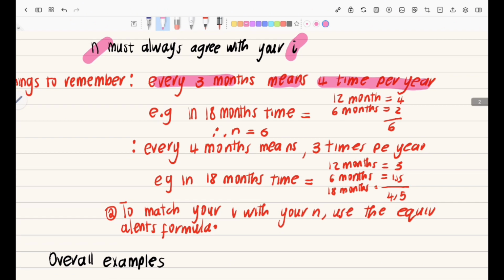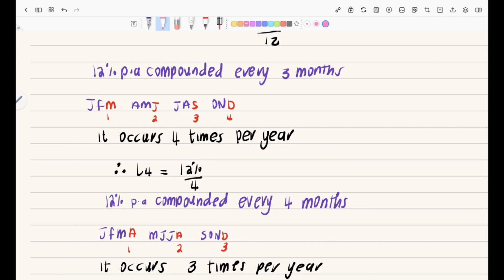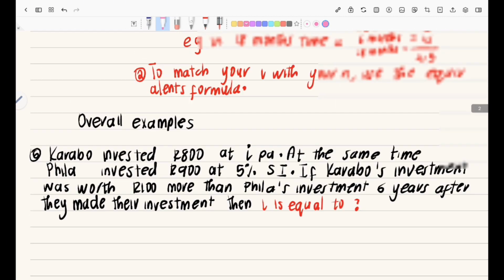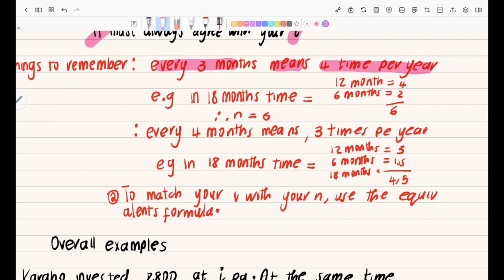If you think about it, every 3 months means it's occurring in March, it's occurring in June, in August, and in December. So how many times is it occurring? 1, 2, 3, 4. So it's occurring 4 times, right? If it is occurring 4 times in 1 year, meaning in 12 months, how many times is it now occurring in 6 months, right? In 6 months, it is now occurring 2 times, half of the 12 months. And then in total, in the 18 months, it is actually occurring 6 times.